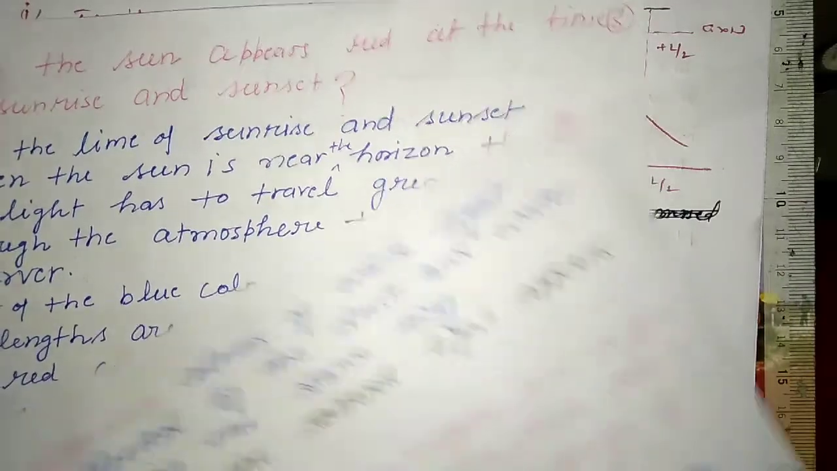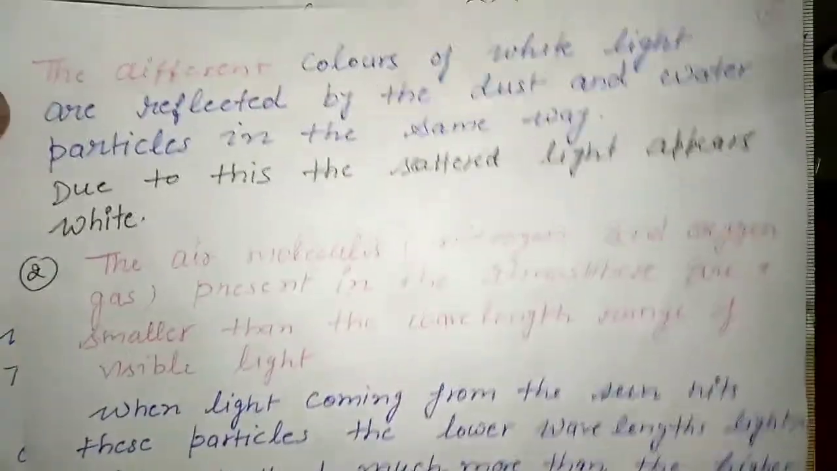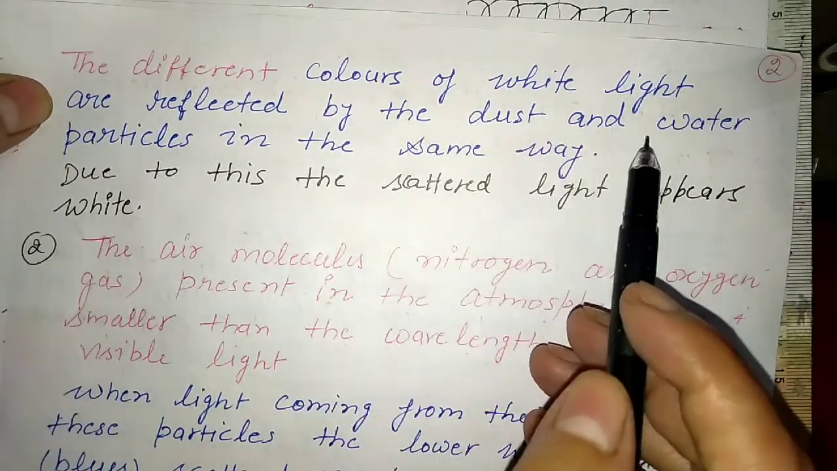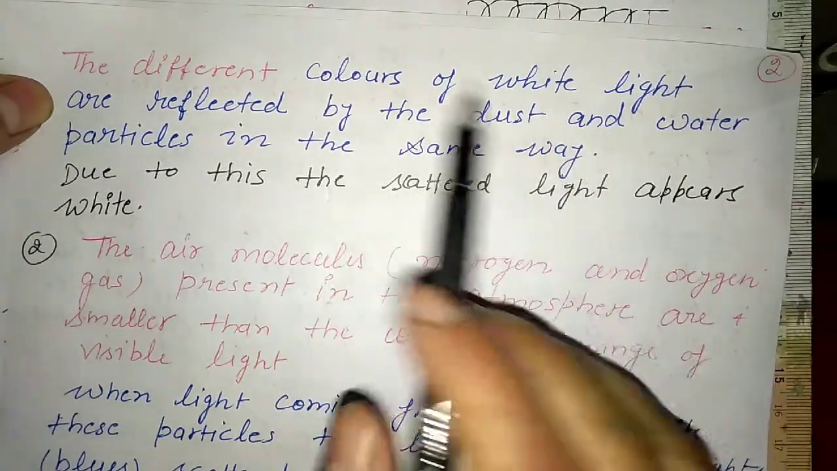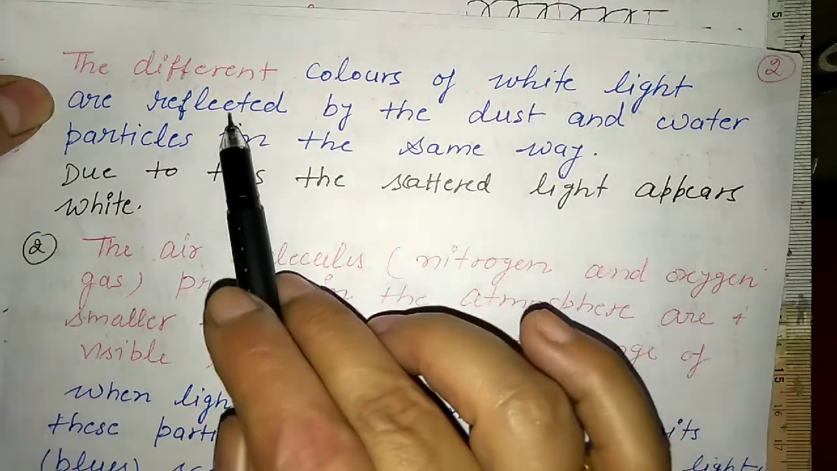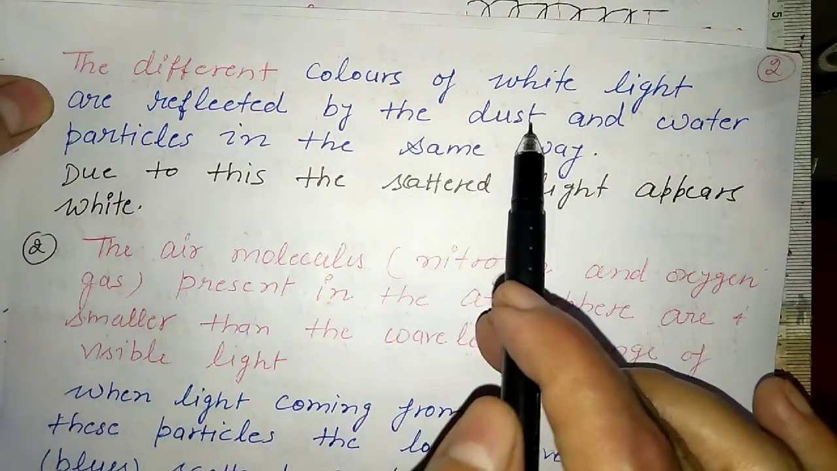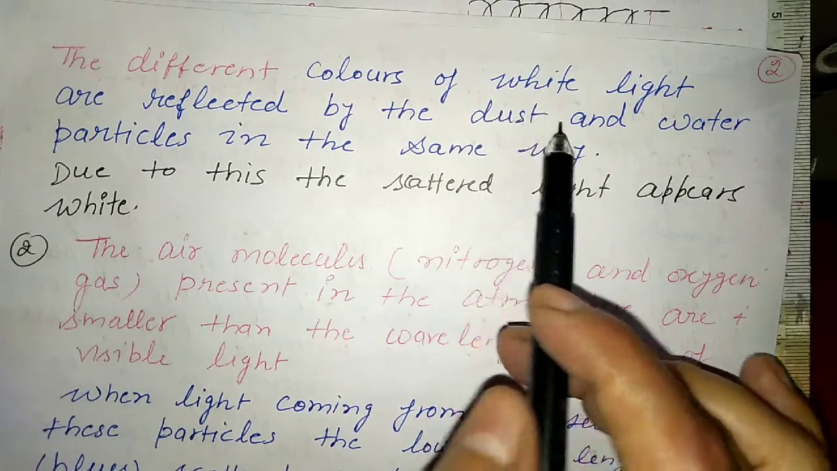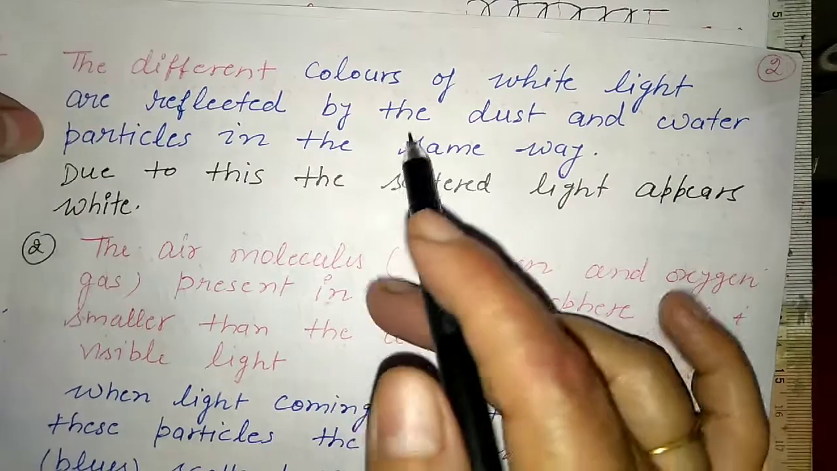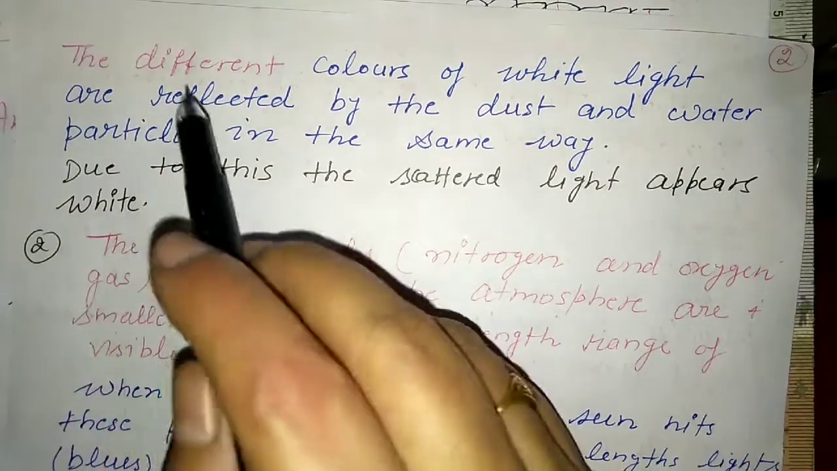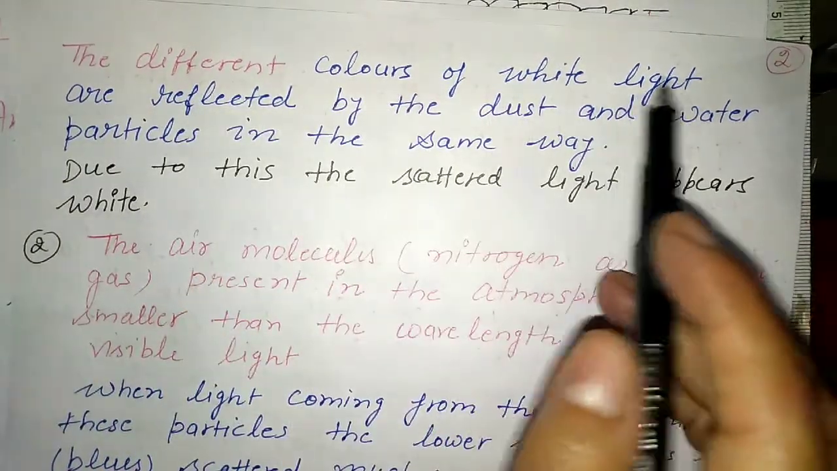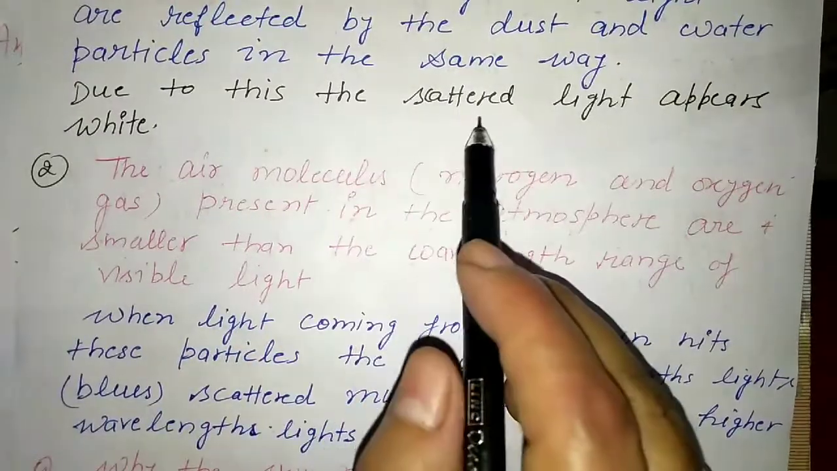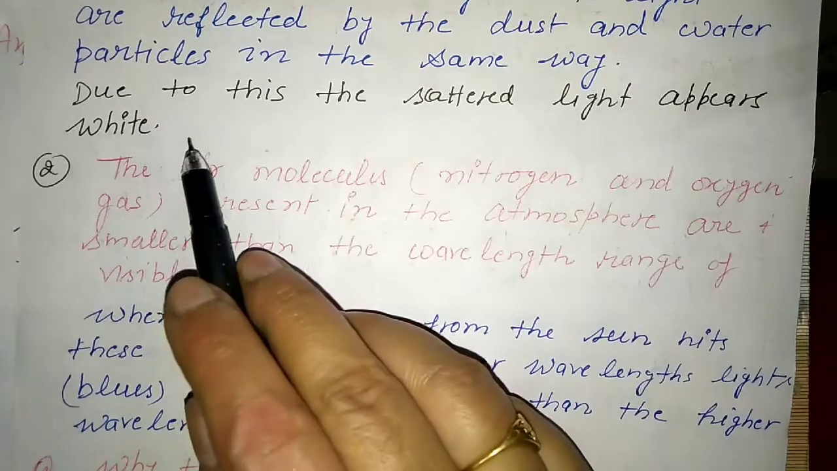The different colors of white light are reflected by the dust and water particles in the same way. Due to this, the scattered light appears white.